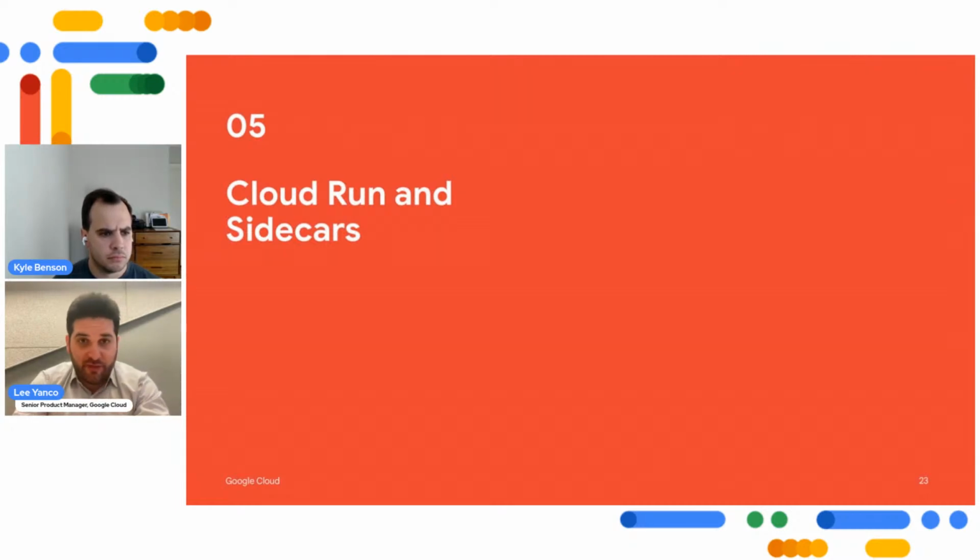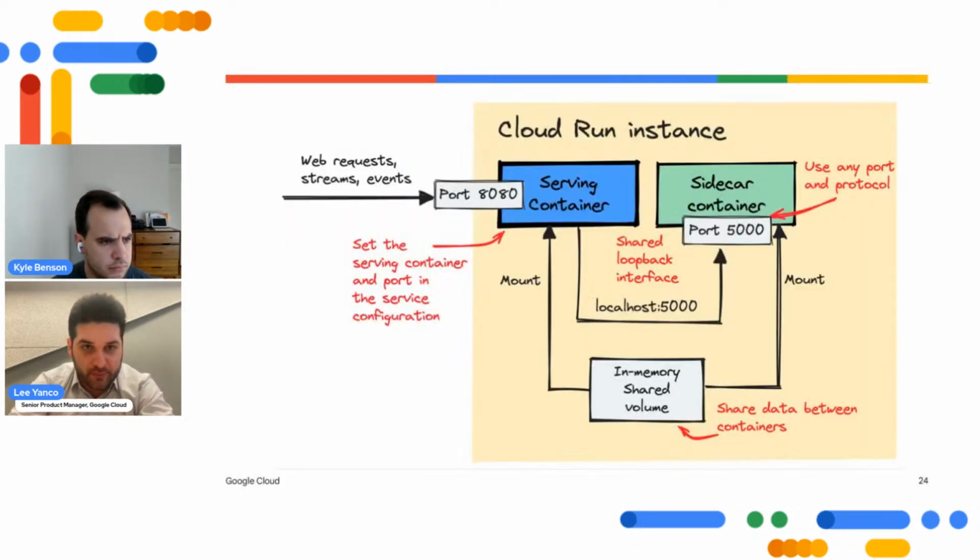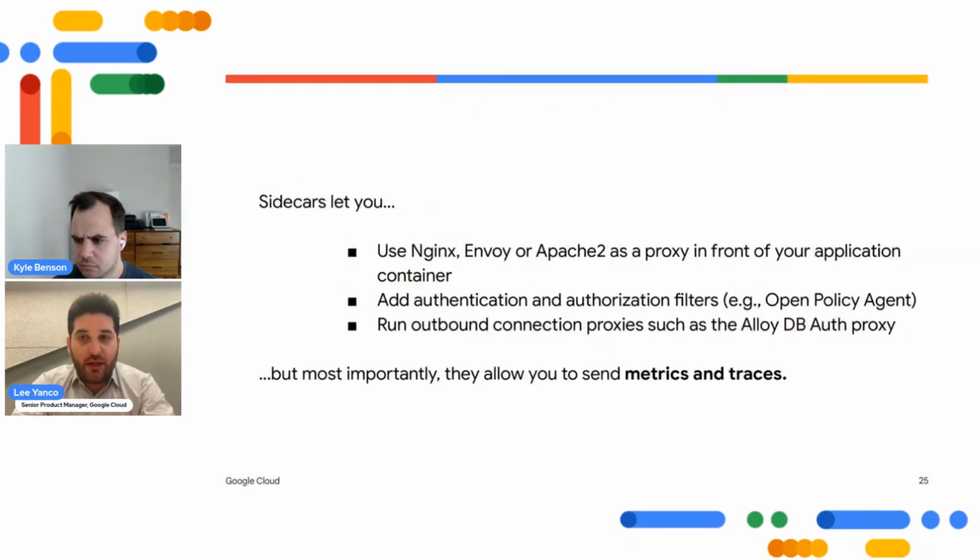Sidecars, something we released very recently, a couple of months ago. Basically, much like a Kubernetes sidecar, you can deploy a sidecar alongside of a Cloud Run container that interacts with that core application container. You can do many nifty things with that, such as add a proxy in front of your application, or add authentication and authorization as a separate container image that proxies in front of your application image, to make sure that everything's authenticated, etc. But most importantly, at least for this conversation, sidecars let you send metrics and traces from your application to any supported endpoint.